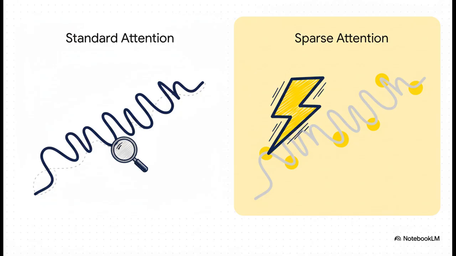Standard attention, the old way, is like having to read a 1,000-page legal document word for word, just to find one name. It's thorough, sure, but it's painfully slow and super expensive. Sparse attention, though, that's like an expert who can just skim the pages and their eyes intelligently snap to only the most relevant sentences. Fast and incredibly efficient.